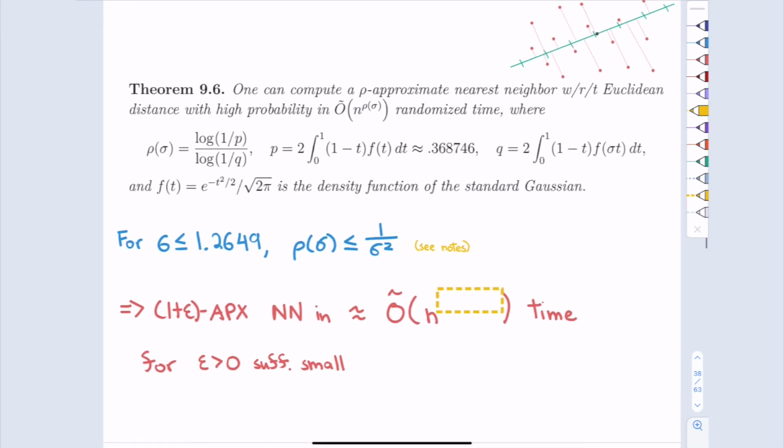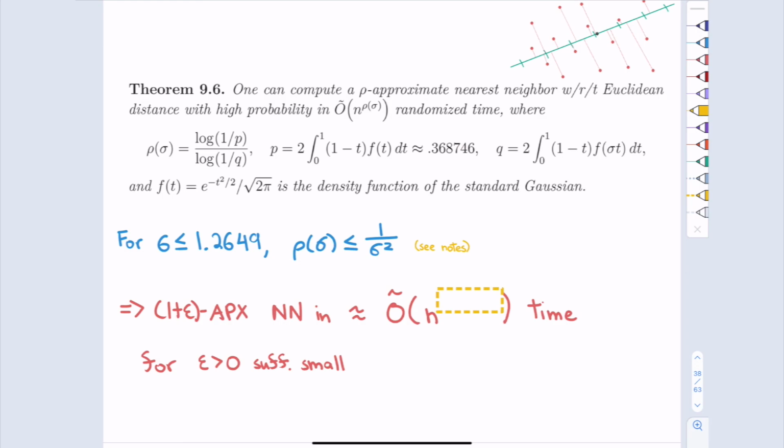So it's a bit messy. But the exact bounds that we get is that in roughly n to the rho of sigma time, we can return the nearest neighbor, where rho of sigma is log of 1 over p divided by log of 1 over q. Where p is that thing, and q is also this thing.